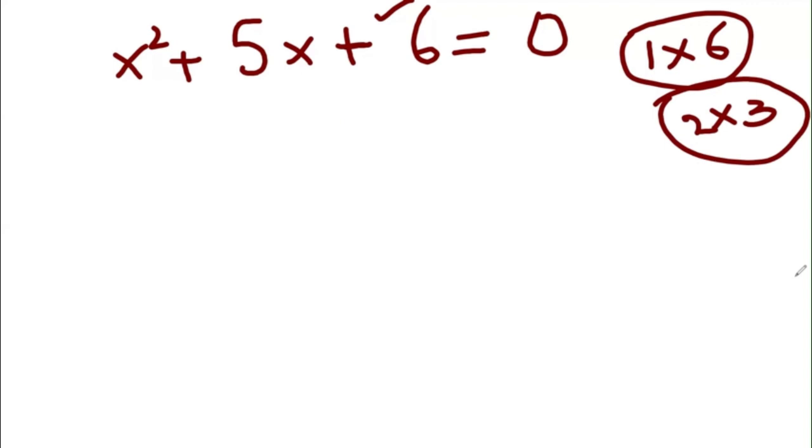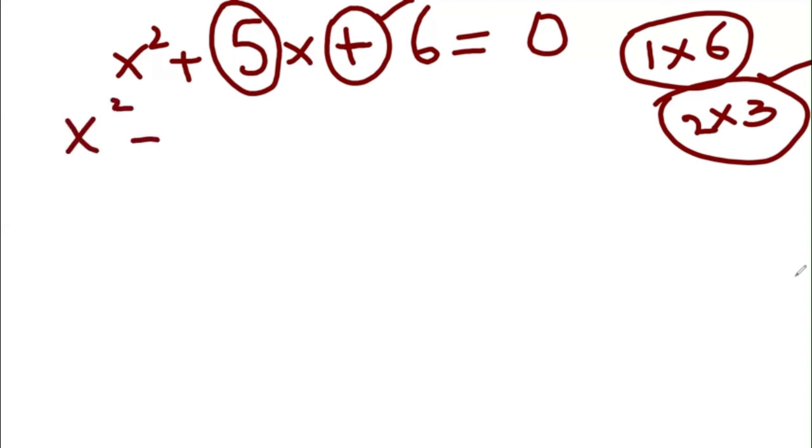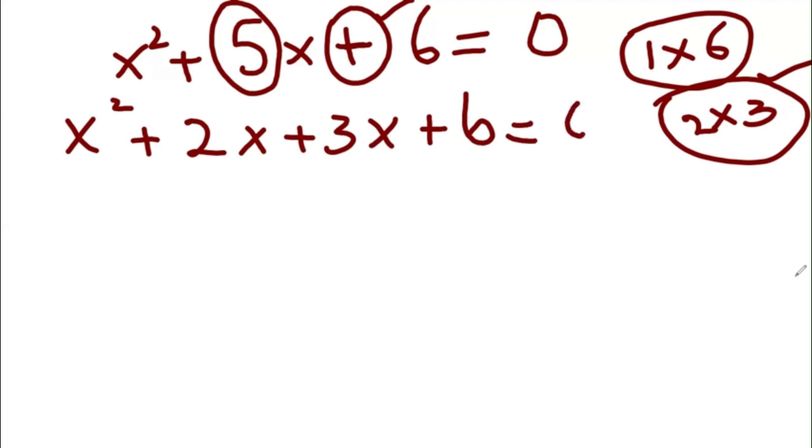So by this sign will play the role. Adding the two factors, you have to get the middle term 5. So this is the correct choice. Plus 2 and plus 3 will give you 5. Let's start. Plus 2x or plus 3x, anything can be written first. I'm writing 2x first, then plus 3x plus 6 equals to 0.